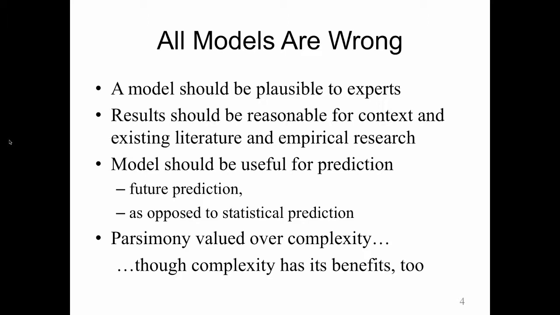The model should be useful for prediction purposes. Now, this is not intended in the common parlance of prediction, meaning the psychic is going to predict what happens tomorrow. Statistical prediction is when you can say, I can predict how much variation is going to be determined by one variable to another. In this case, a model is intended for predictive purposes. And the general rule of thumb is that parsimony is valued over complexity. The easier and more basic your model, the better it is, though complexity has its benefits, and there are times when that needs to be acknowledged.